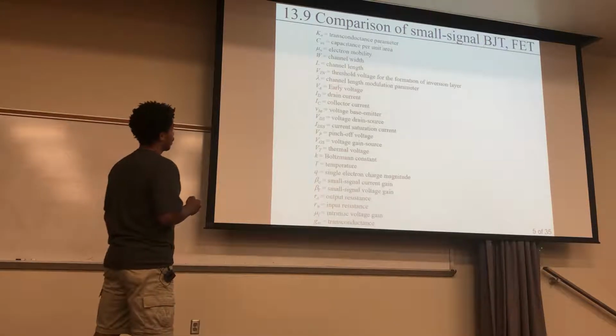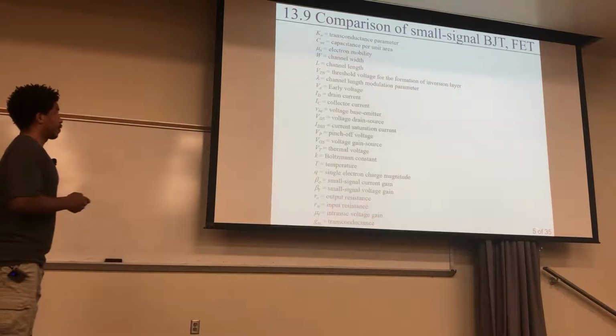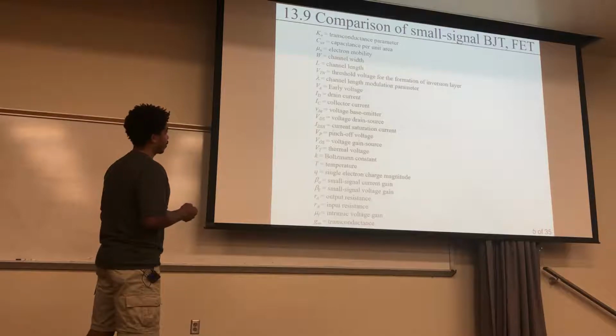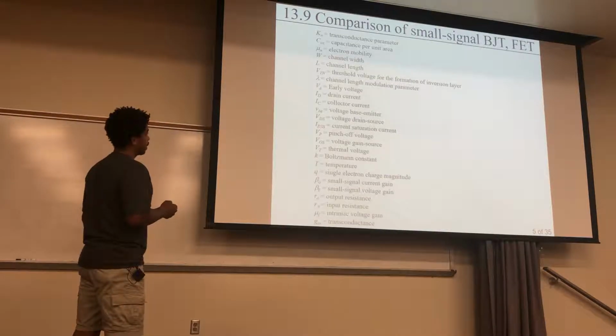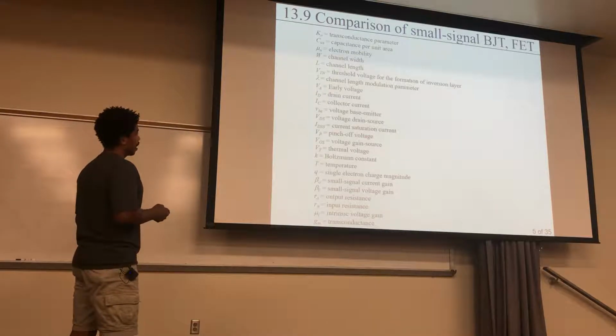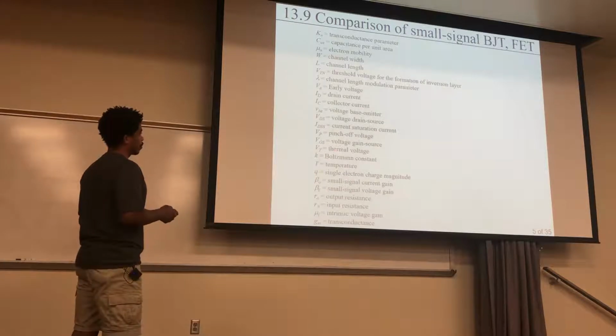We'll see that. ID is drain current. IC is the collector current. VBE is the voltage between the base and the emitter. VDS is the voltage between the drain and the source. IDSS is the saturation current. VP is the pinch-off voltage. VGS is the voltage between the gate and the source. VT is the thermal voltage.